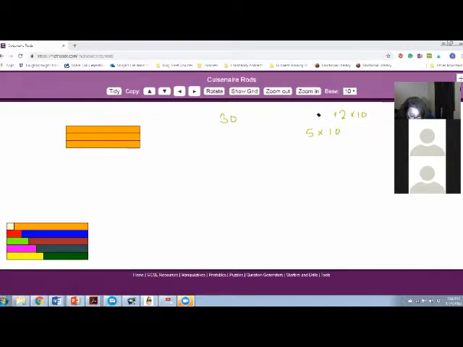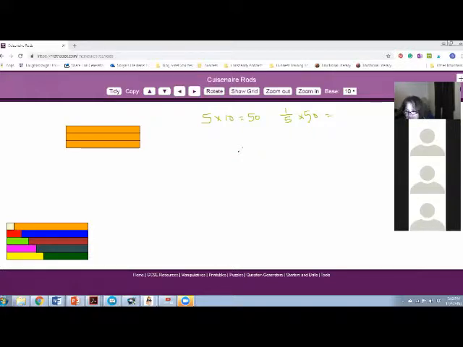Then we will do fractions, and we can start seeing how these are related. So if we've done 5 times 10 equals 50, 1/5 of 50 equals, what will that be? 10. You are catching on.